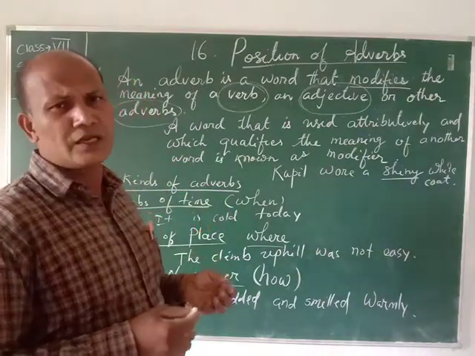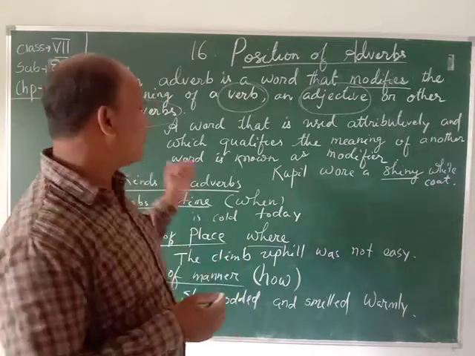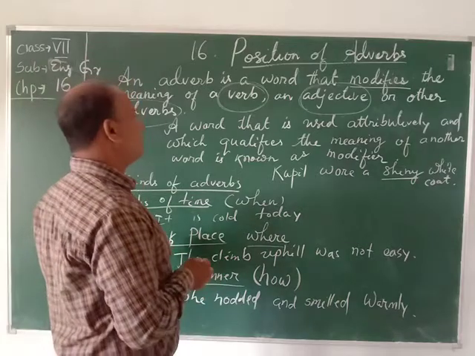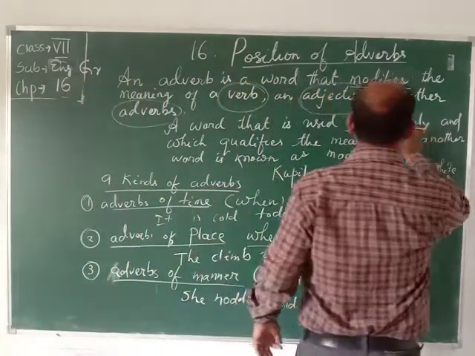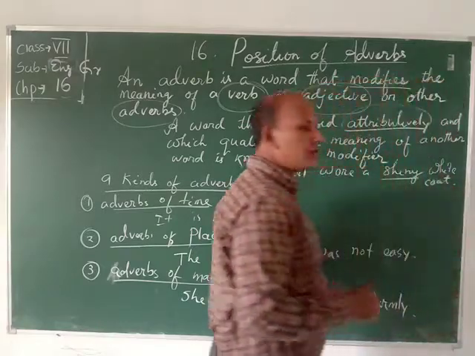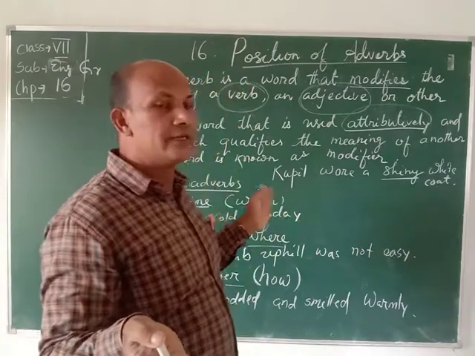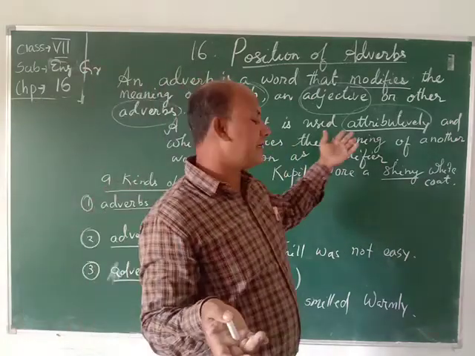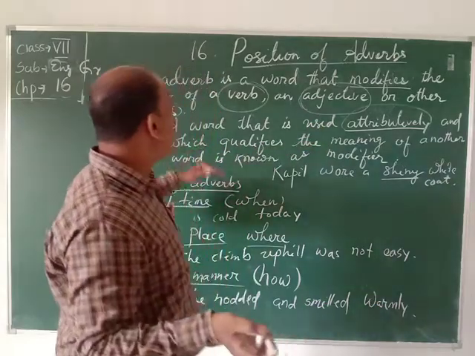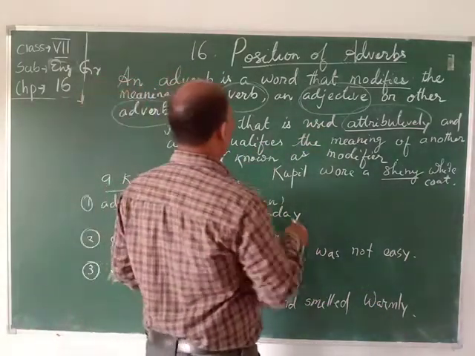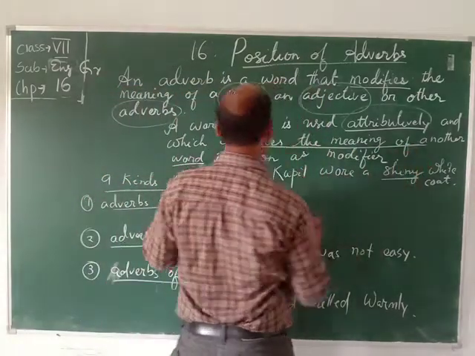Sometimes just by using ly, we think that there is adverb, but sometimes there is not adverb, so just a modifier. A word that is used attributively. Here attribute means we see noun का attribute, the गुण होता है. Yes, that is not adverb. Let's see. A word that is used attributively and which qualifies the meaning of another word is known as modifier.